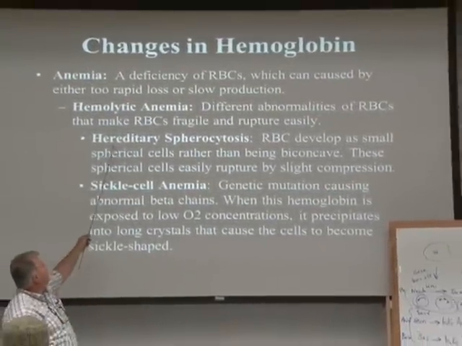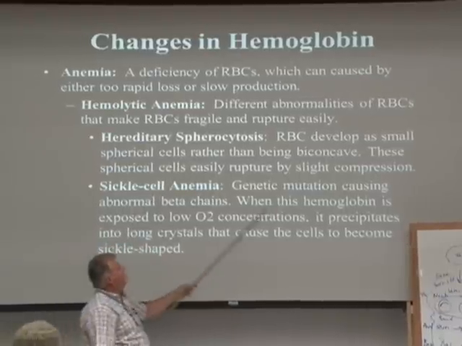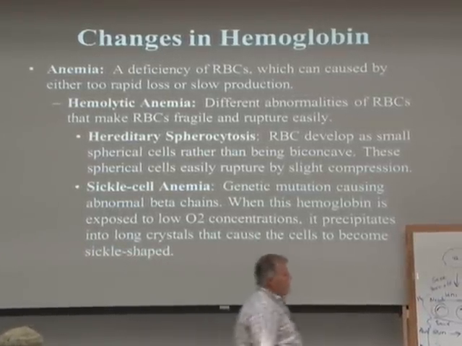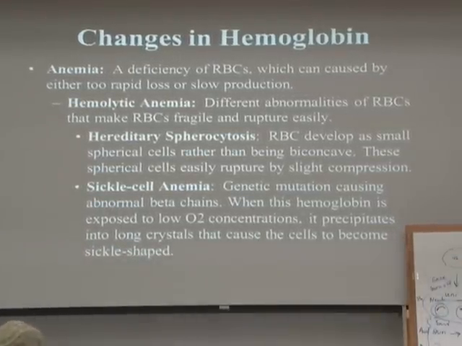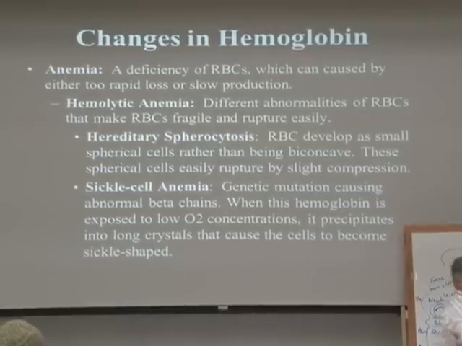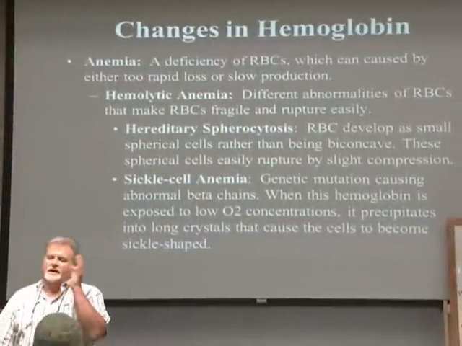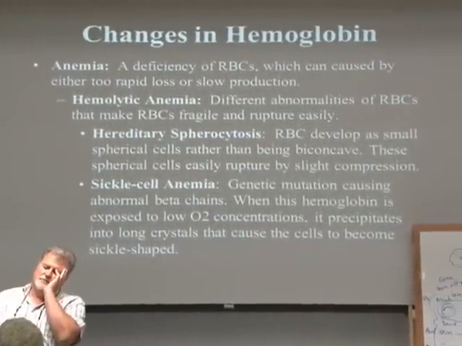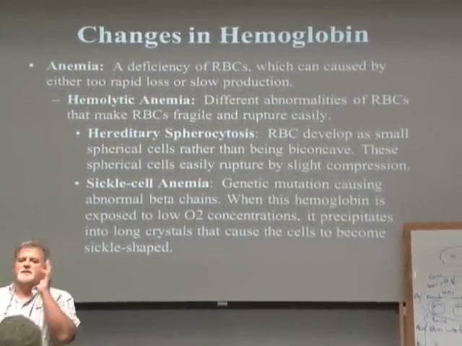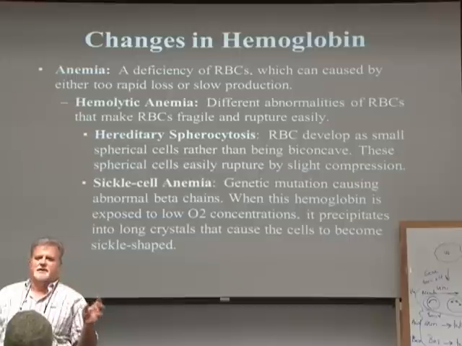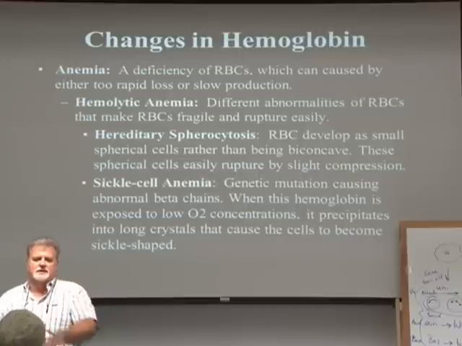So then the other one is called hereditary spherocytosis, which is actually where the red blood cells don't become spiky or concave, and they actually stay round. And when they stay round, then compression breaks them easily. So where we can sleep on our side all night and not break a bunch of red blood cells, people with this, sleeping on their sides, would begin to break a bunch of red blood cells because of the pressure on the red blood cells.